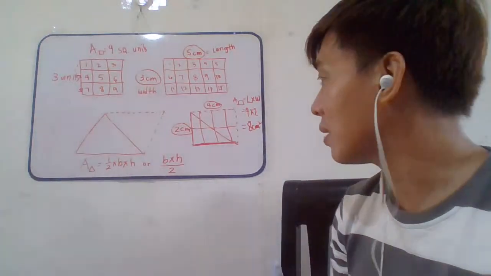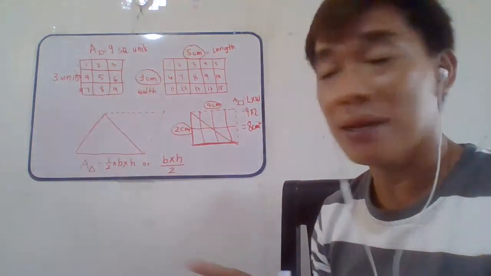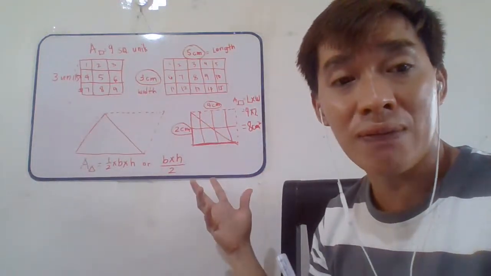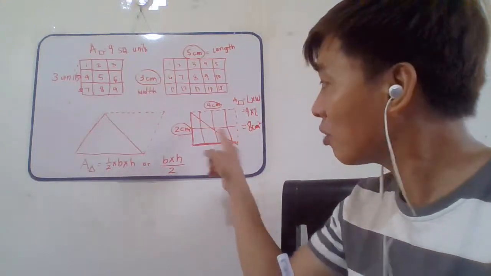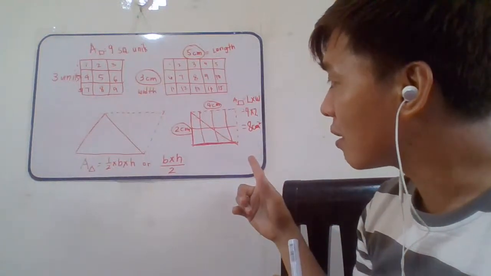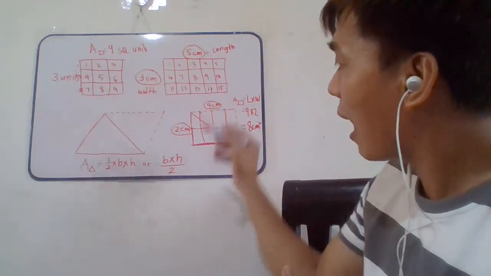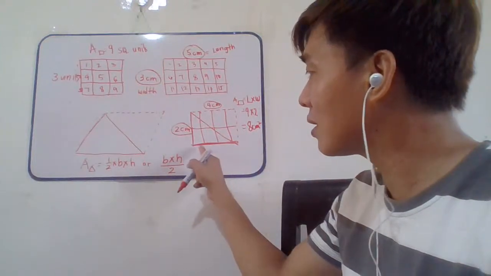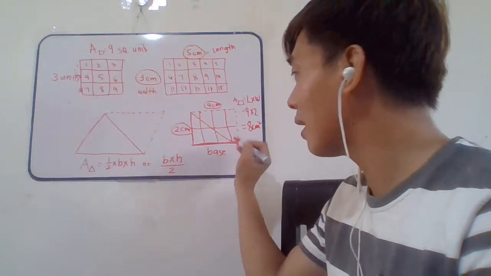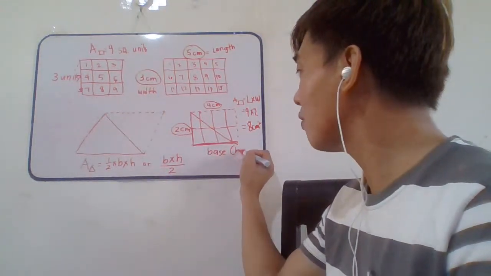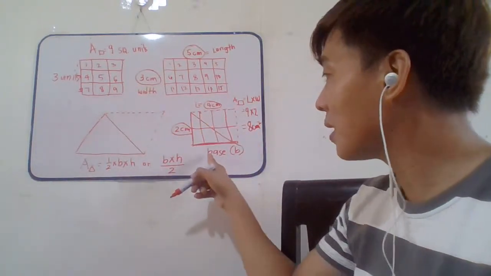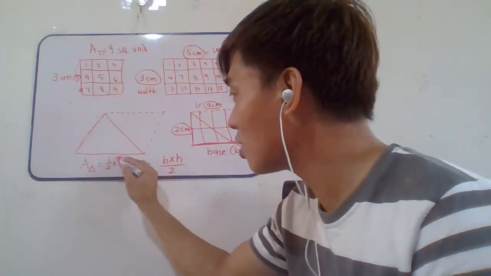But this problem is not a rectangle. That is a triangle. And the triangle here is only half of the rectangle. If you could notice here, it is half. This portion of the triangle is no longer the length, but this is now the base of the triangle. So instead of using length for a rectangle, for a triangle, that is called base.